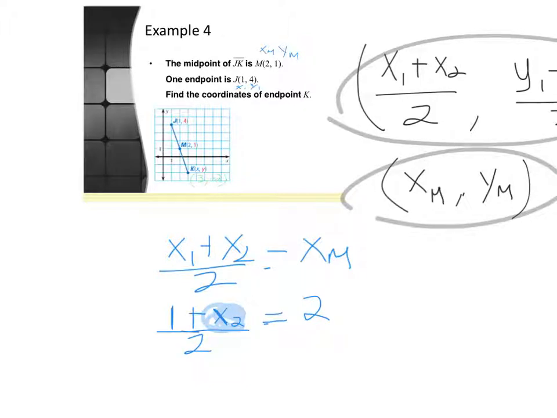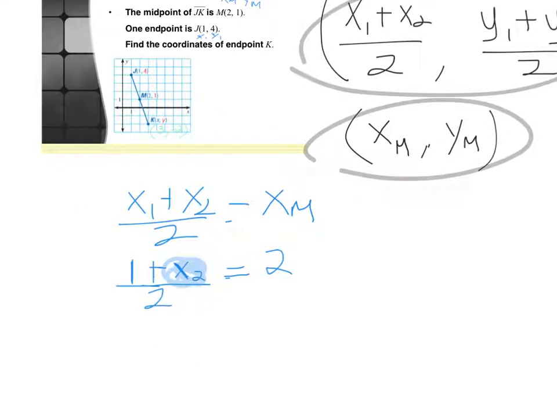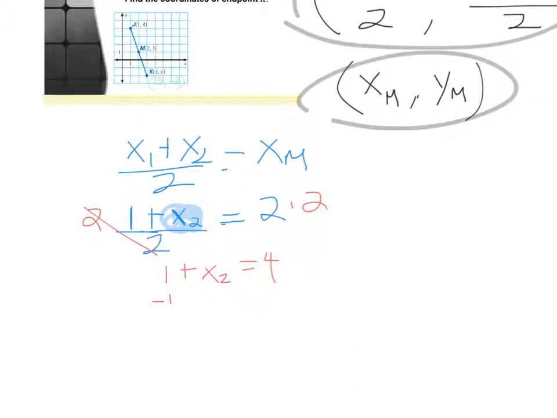What do I get rid of first? I'm going to get rid of that denominator first, correct? I'm going to multiply both sides by 2. Now I'm left with 1 plus x2 equals 4. And now I'll subtract, and x2 is equal to 3.